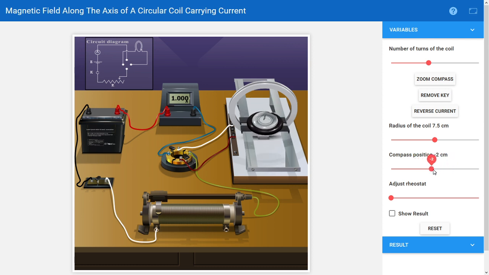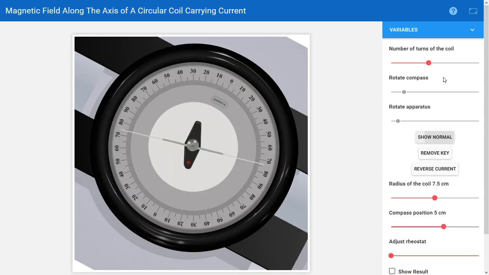So let's keep it at plus 5. This is my x position. Now I will zoom the compass. Now you can see this is somewhere 74, 75.